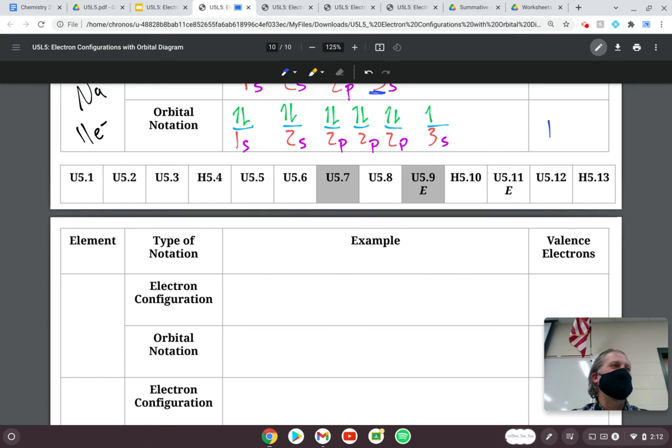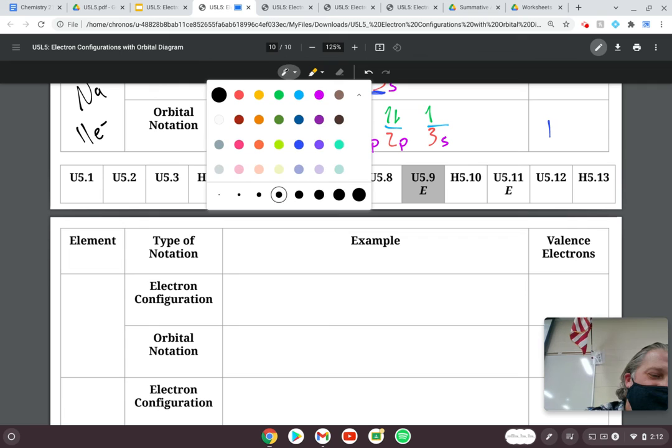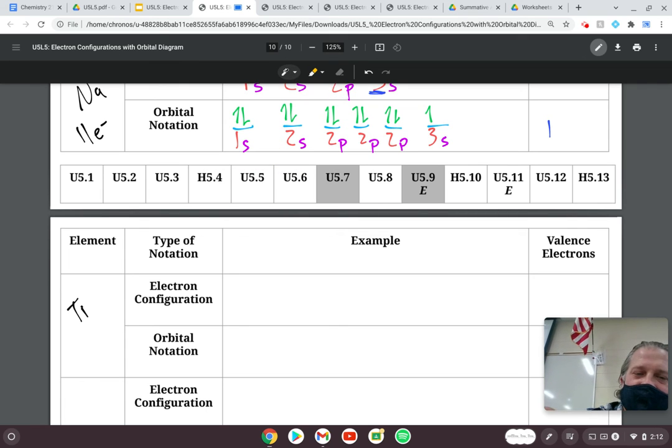We have entered into the U-try portion of today's lesson. The U-try portion is going to be titanium. How many electrons does the titanium have? It does have 22. So go ahead and give this one the old GHS try.